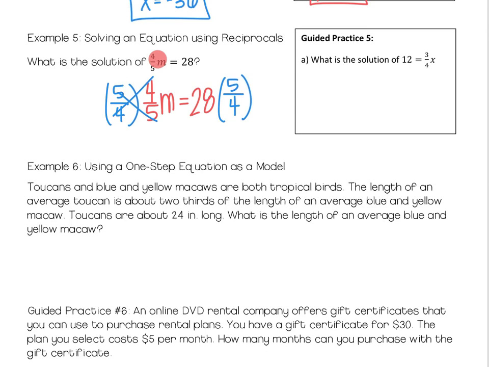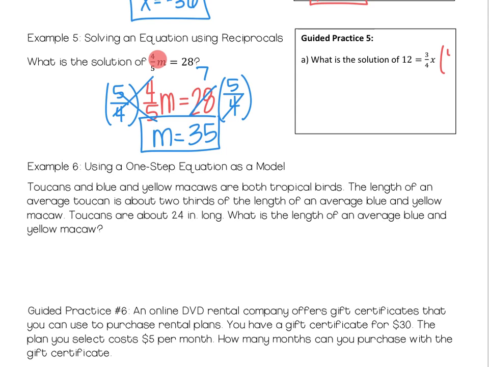And when you multiply reciprocals, that's the multiplicative inverse, which makes it actually turn into 1. So it's going to be 1m, or just m. And then on the right-hand side, you can divide the bottom into the number, so that's going to be 7, and then 7 times 5 is 35. Pause the video, try guided practice 5 on your own, and I'll give you the answer in just a second.